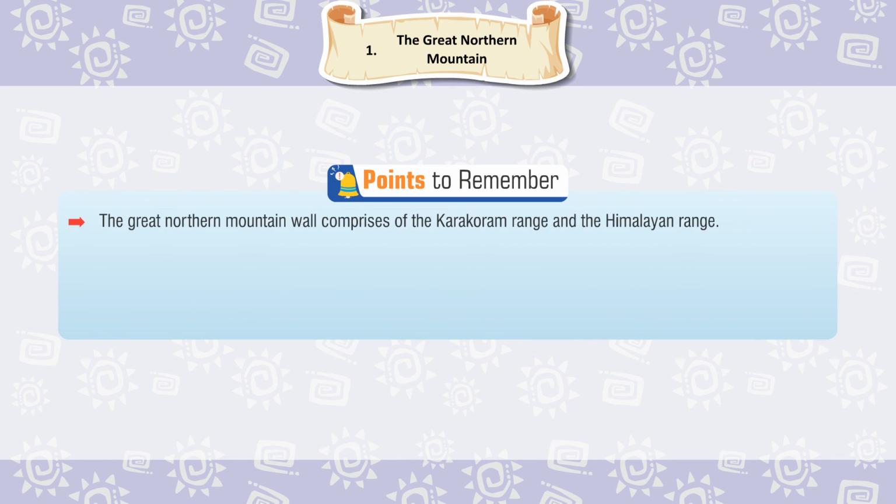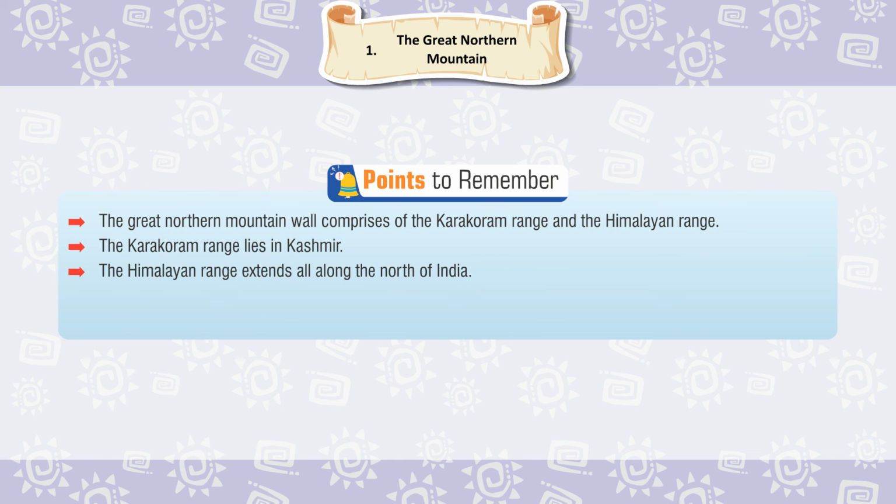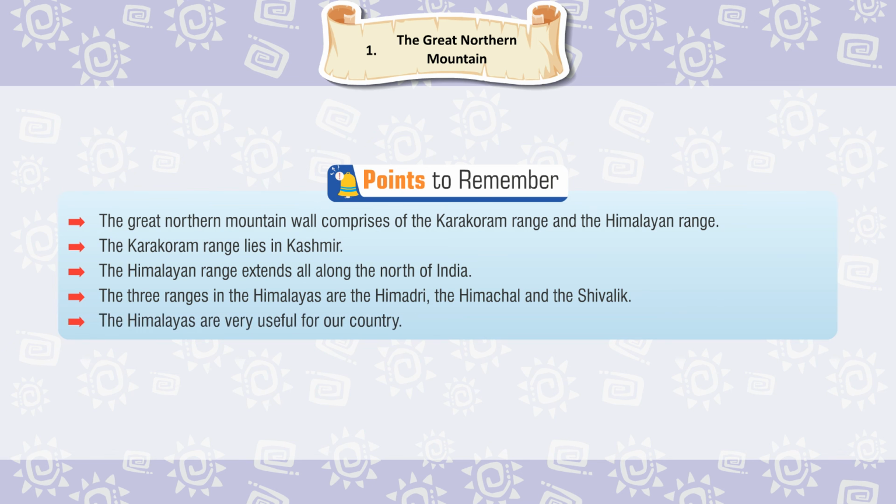Points to remember. The Great Northern Mountain Wall comprises the Karakoram Range and the Himalayan Range. The Karakoram Range lies in Kashmir. The Himalayan Range extends all over the north of India. The three ranges in the Himalayas are the Himadri, the Himachal, and the Shivalik. The Himalayas are very useful for our country.